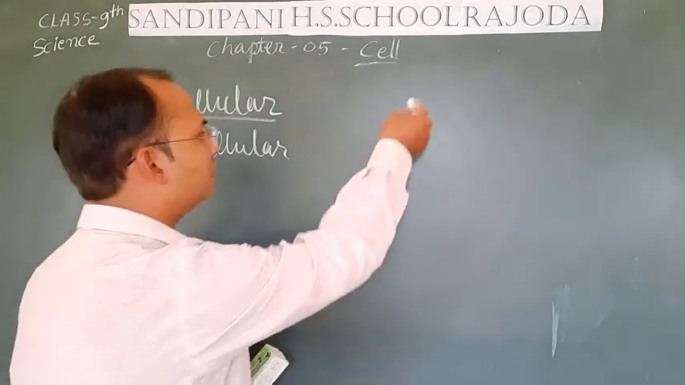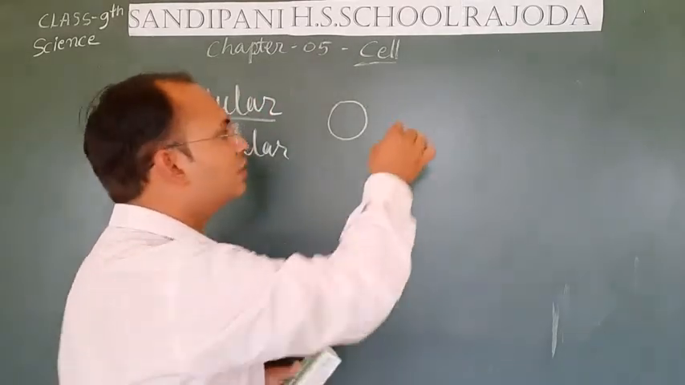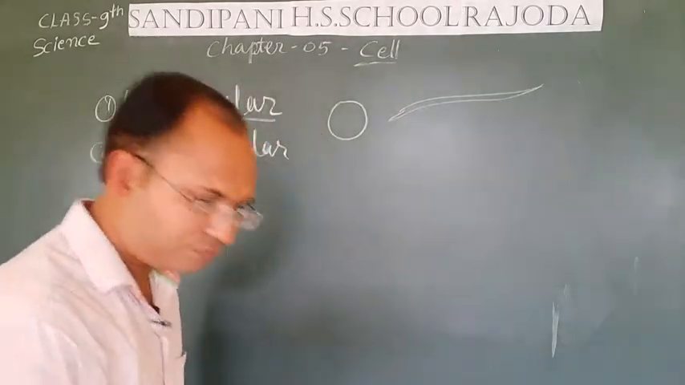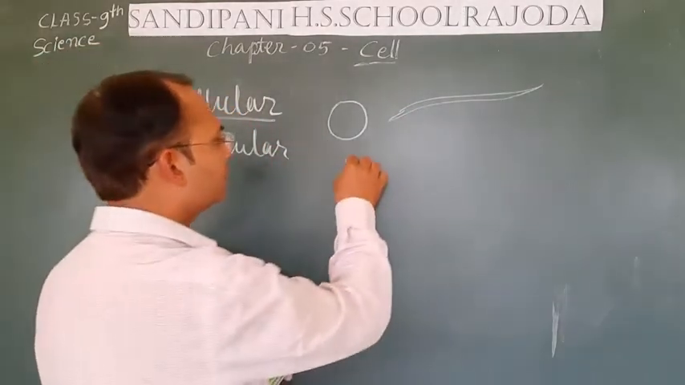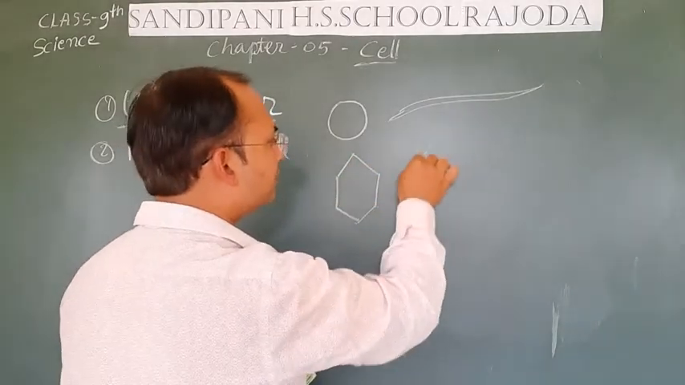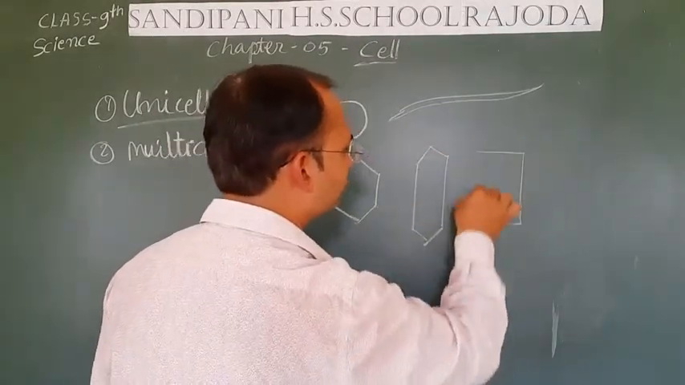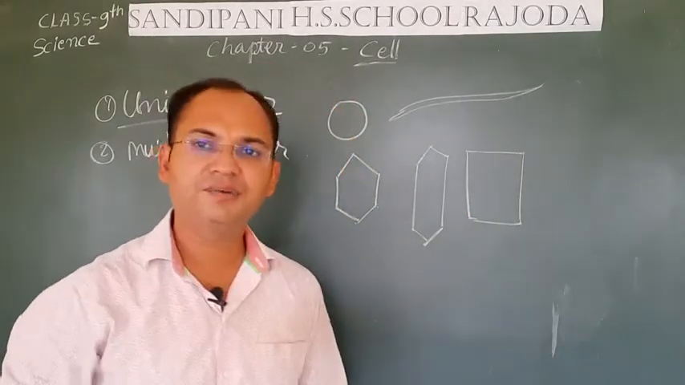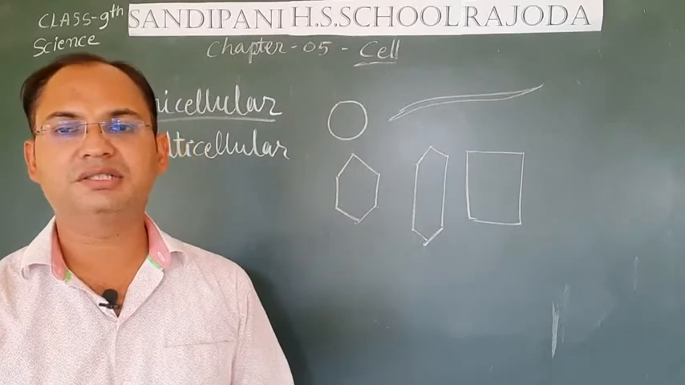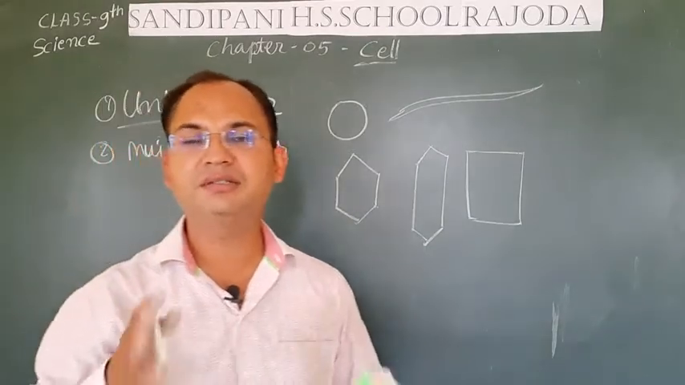The shape of the cell may be spherical, may be round, it may be an elongated cell, it may be pentagonal like this, it may be cuboidal in shape. It may acquire a different shape according to the function that is performed by the cells. But if you broadly classify the cell, then cells can be divided into two groups.